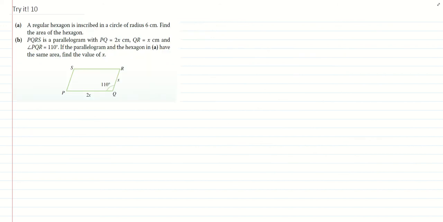So try 10 is where we explore problems involving shapes other than triangles, but we will still break them apart into triangles to help us solve the question. Okay, so in this case, let's take a look at this question. A regular hexagon is inscribed in a circle of radius 6 cm. Find the area of hexagon. So again, since there is no diagram drawn for us, let's draw a diagram.